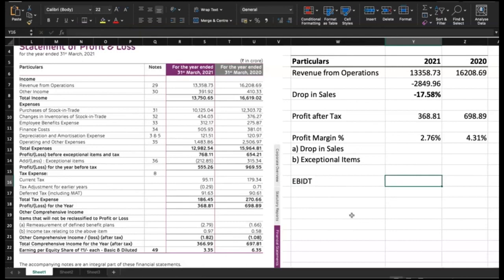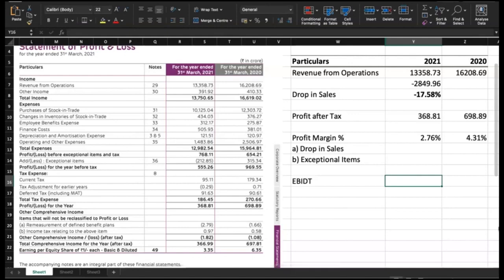Next, let us also look into EBITDA. So this is basically earnings before interest, depreciation and taxes. So here we have earnings before tax. Okay, with this we have to add interest cost. We should also add depreciation and amortization. So here we have the finance cost. I mean, for this discussion purpose, I assume this entire finance cost as interest cost and depreciation. Okay, so let us do that.